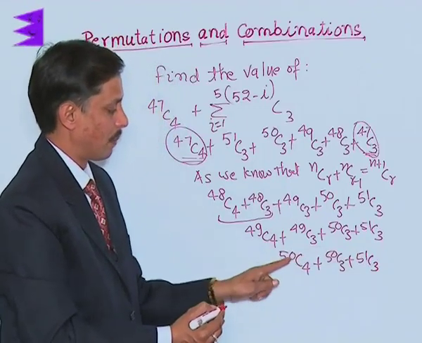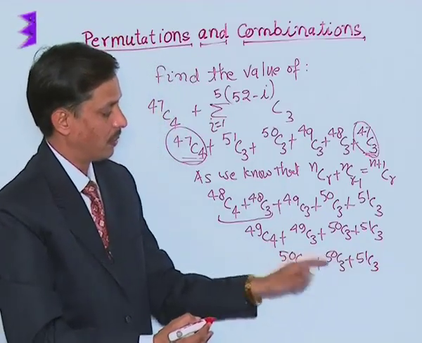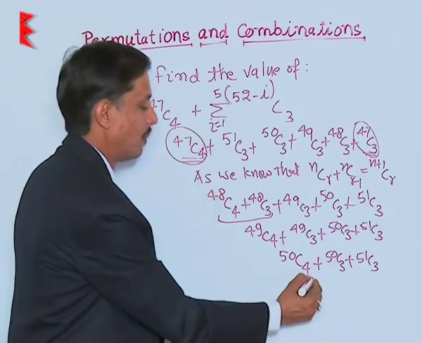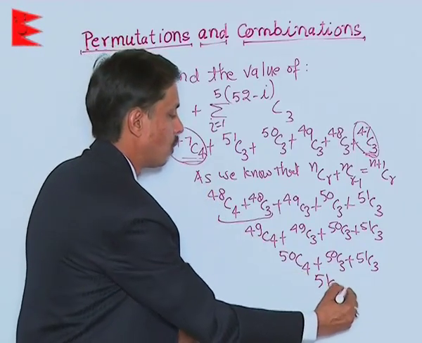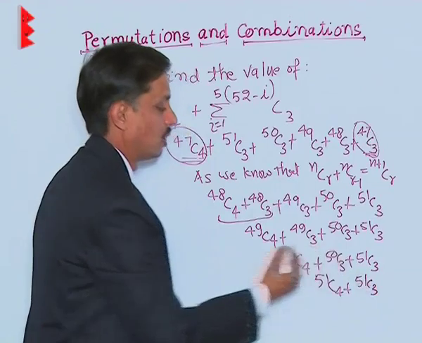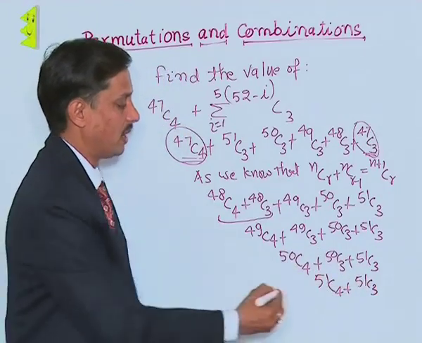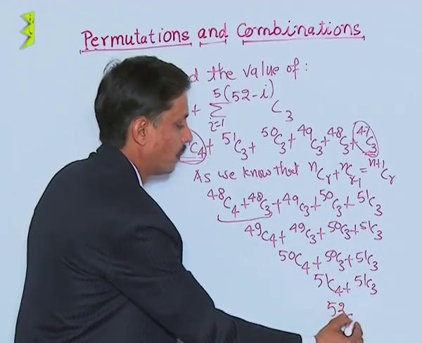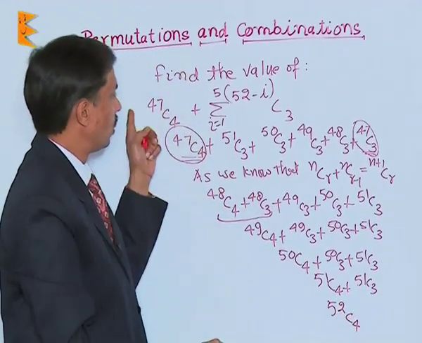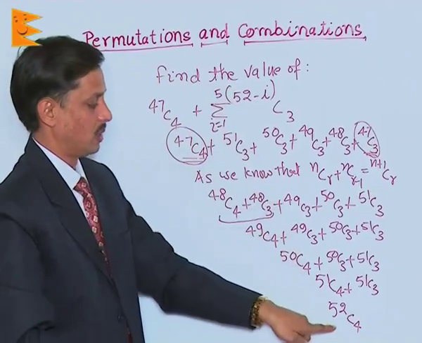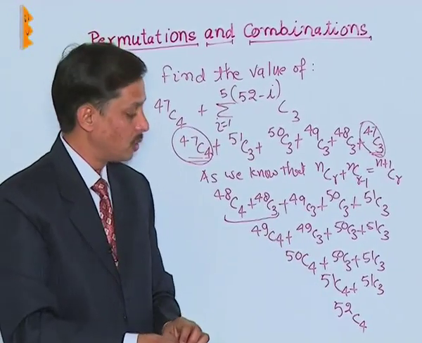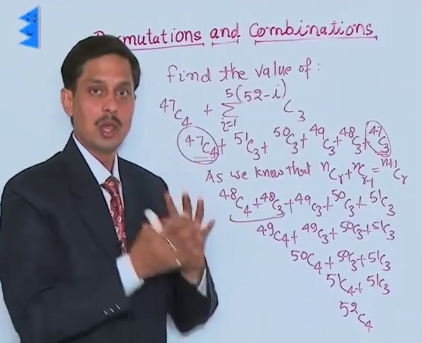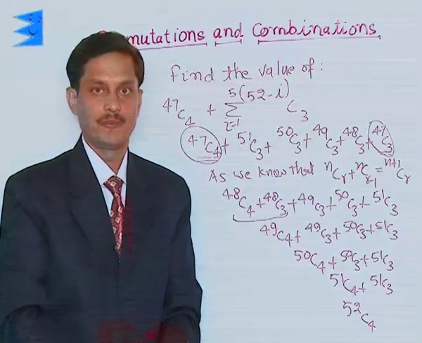Now the same will be applied in 50C4 and 50C3. The result will be 51C4 plus 51C3. Same result applied here. The final answer comes 52C4. So the answer of this part is 52C4 by using the properties of the combinations.